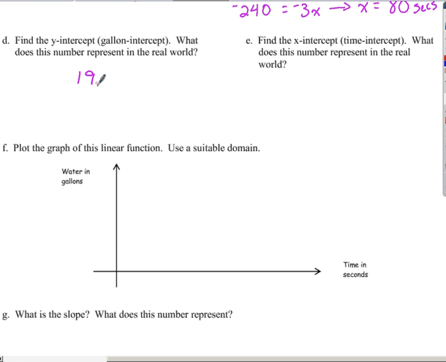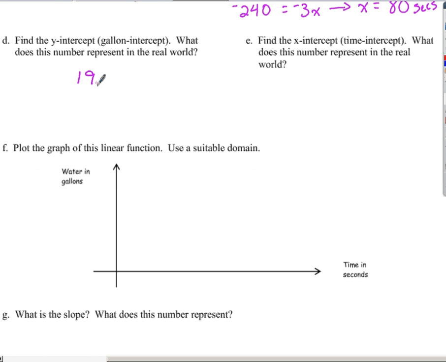Stretching our minds a little bit, though, and trying to make a connection here to the real world, it says, what does this number represent in the real world? Any ideas? There we go. There's 19 gallons in the tub before we start draining it. Because if you think about it, your time would be 0 at this gallon intercept. So you haven't started draining yet. 19 gallons would be in the tub.